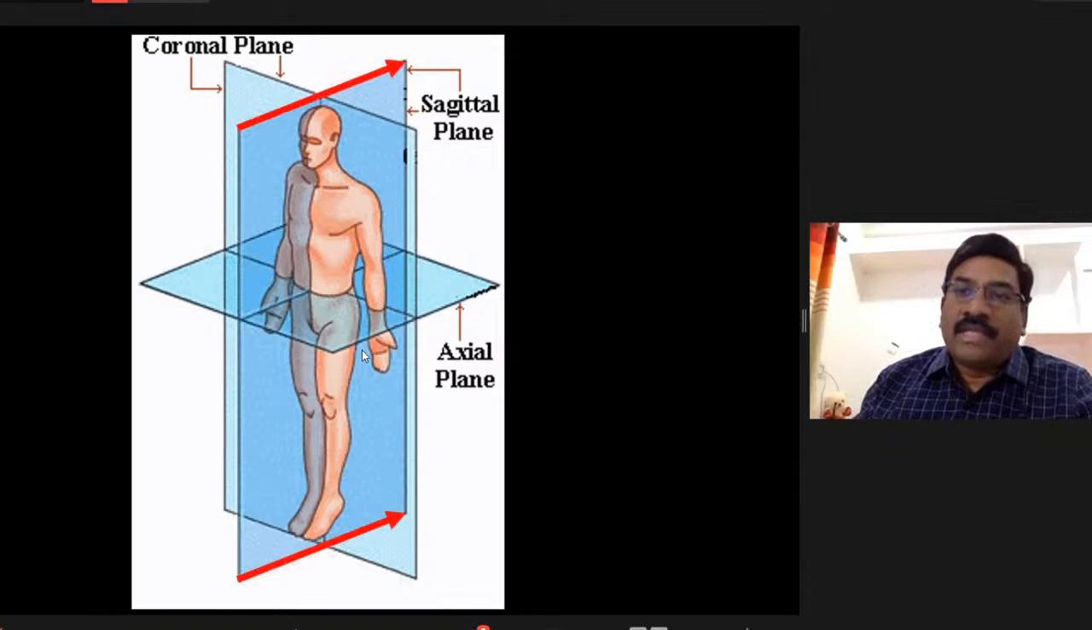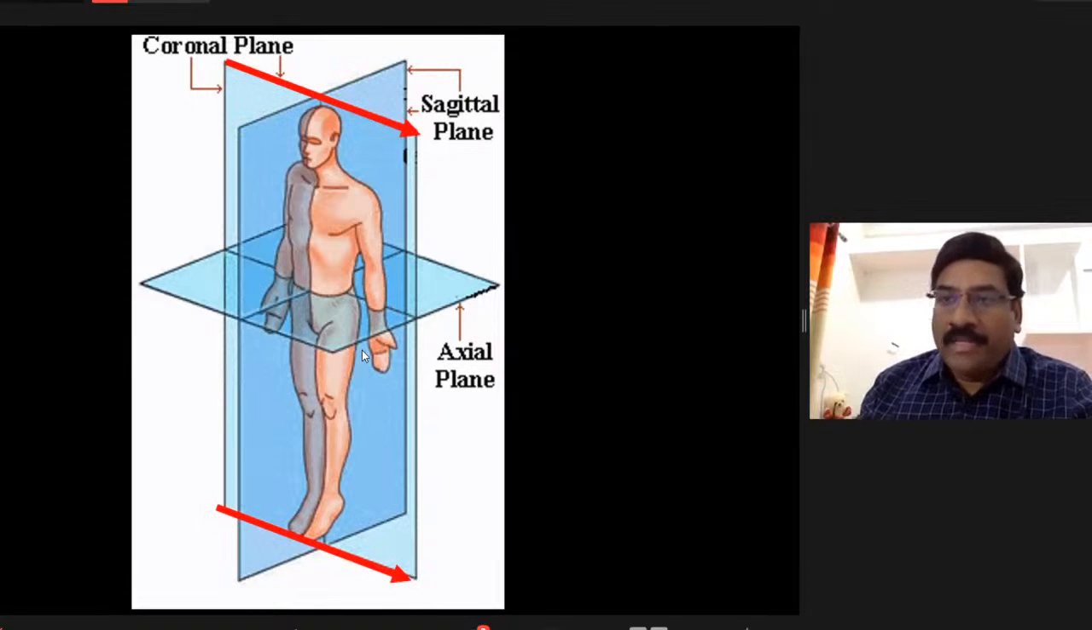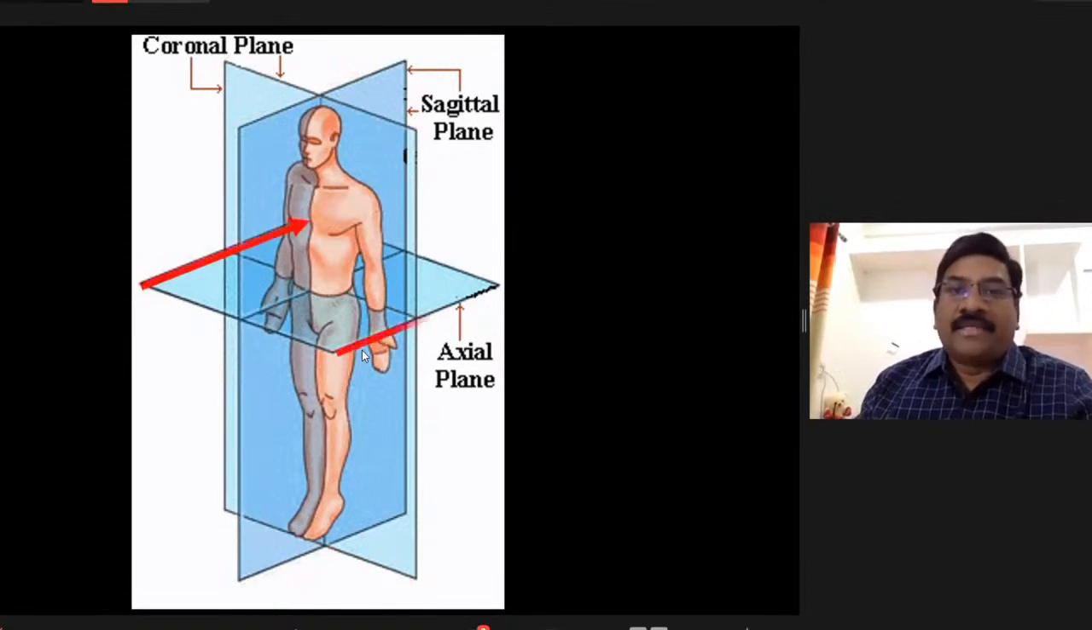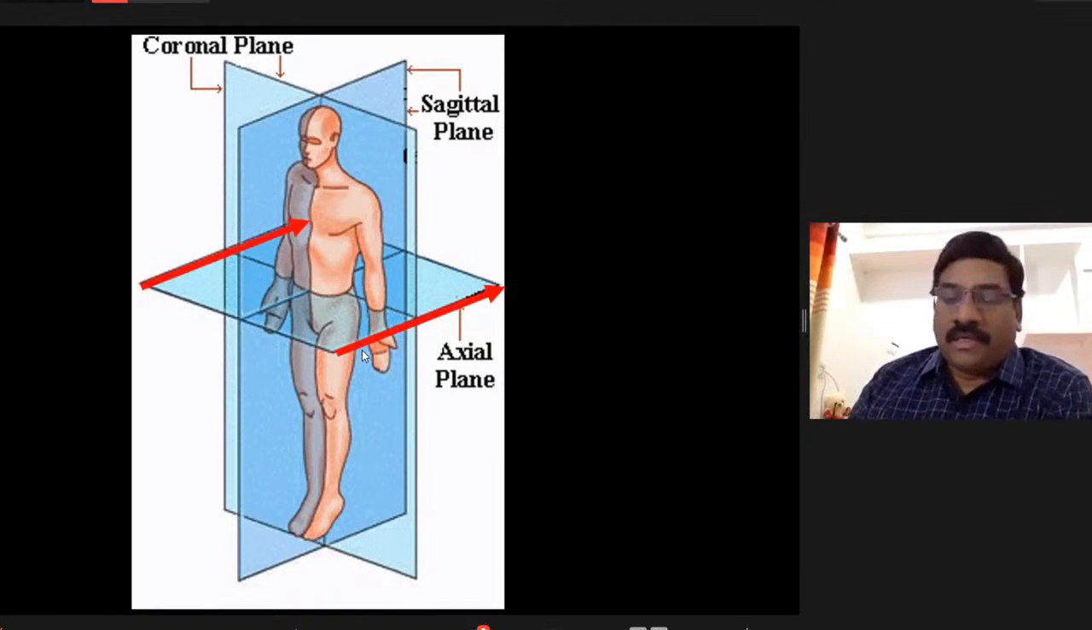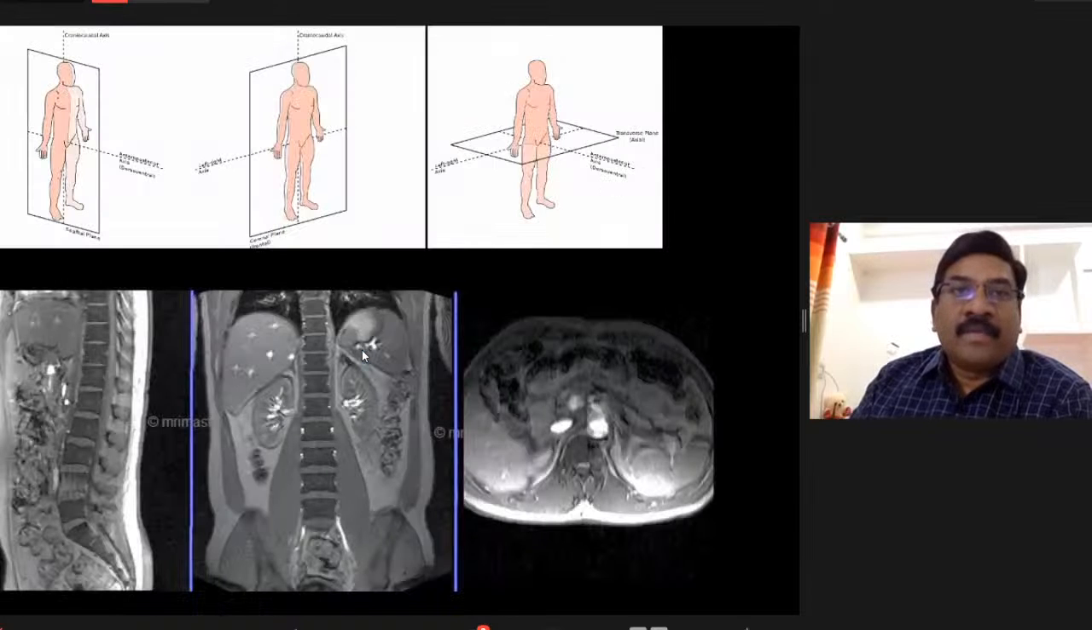So this is the sagittal plane from front to back, and this is the coronal plane from the side, and the axial plane which comes from the different sections of the body. There are 3 planes which are very important. You may be asked in the examinations to identify the orientation in the images itself.